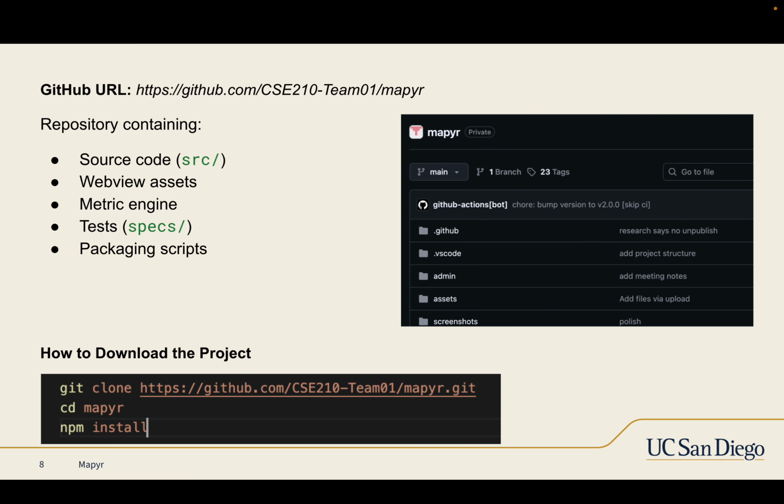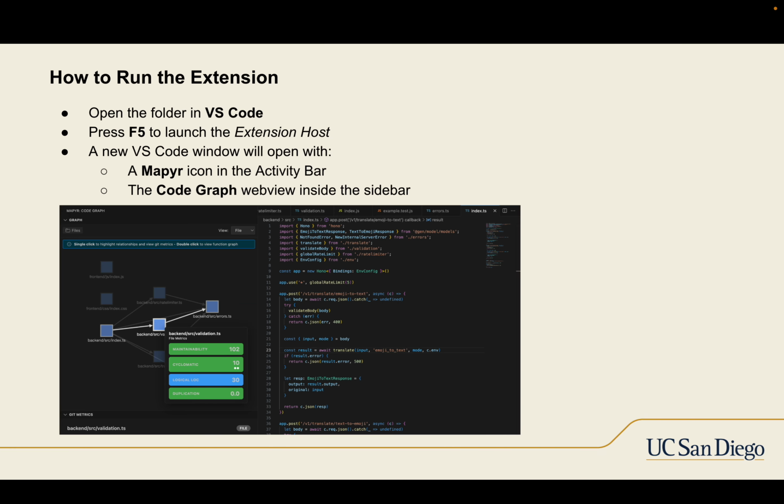This project is hosted on GitHub and getting it running locally is very straightforward. After cloning the repository and installing dependencies with npm install, you can just launch the extension by pressing F5 in VS Code. This opens a separate extension host window where Mapper appears as an icon in the activity bar. Because the extension activates automatically on startup, you can open the code graph view immediately. Commands like generate graph and refresh metrics are available for testing. This setup makes the extension easy to evaluate, and it ensures that anyone reviewing it can reproduce this environment with very minimal steps.